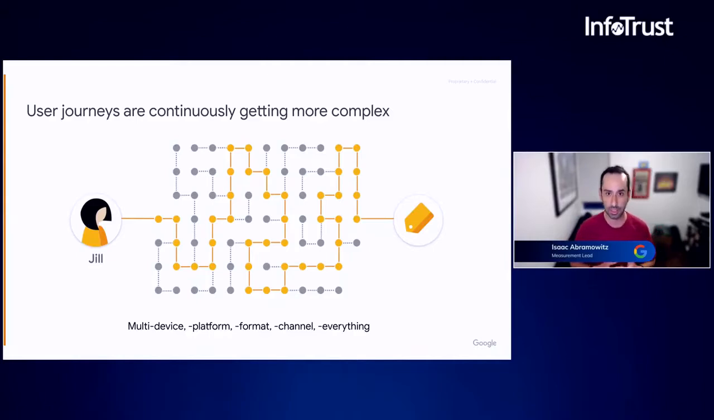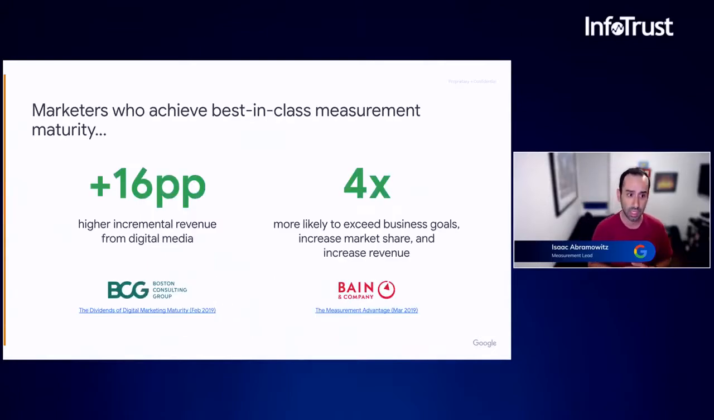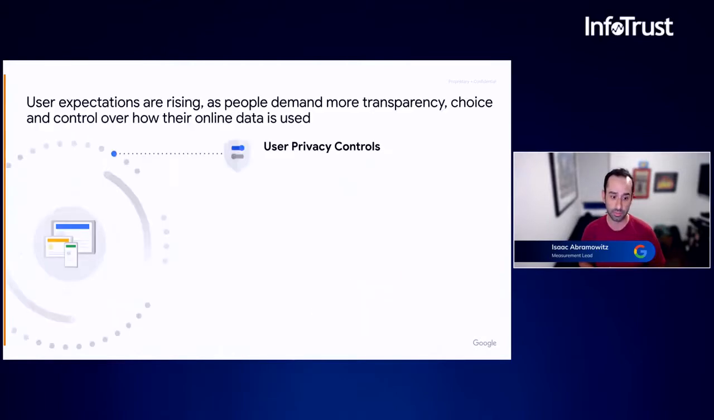And really, we see at Google that our customers are demanding more from us than they can do with their current analytics setup. And we find that businesses that continue to improve their measurement perform better over time. BCG states that there's an incremental 16 percentage point of return for businesses who invest in measurement maturity. And also, Bain shows that businesses who do so are 4 times likely to achieve their goals.